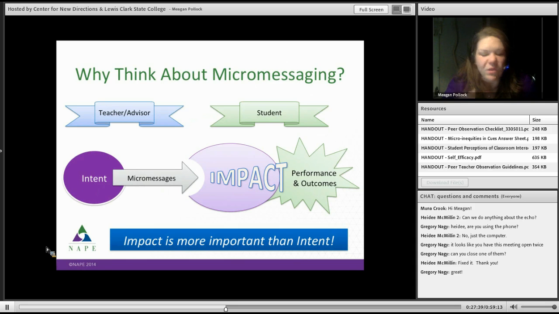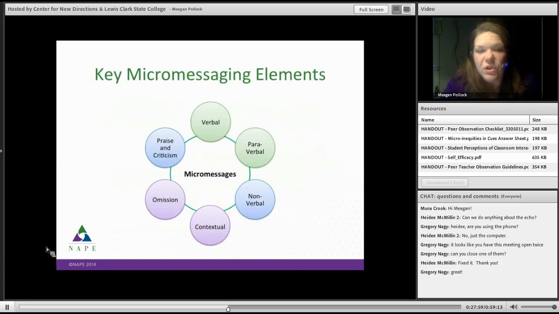So even though we intend to send the most positive messages of support and encouragement to our students, we have to realize that this point of interruption is the micromessages, and that those might be meaning something totally different to our students than what we intend, and that's going to have the greater impact on their lives. So let's look at the key micromessaging elements. The first one is verbal. Verbal is what is said, strictly the words that you're saying.